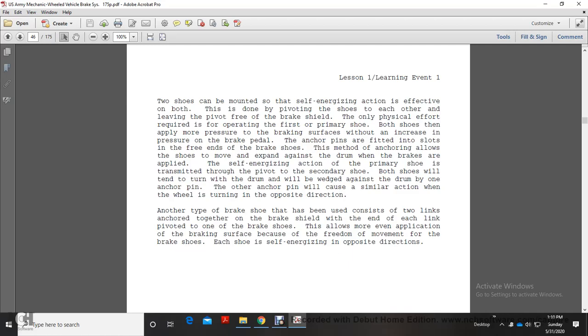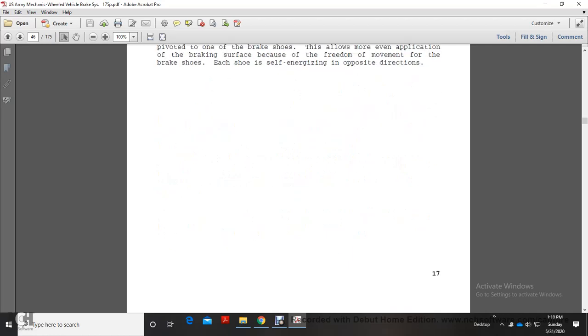Another type of brake has two links anchored together, with the brake shoe at the end of each link, each link pivoting one of the brake shoes. This allows more even application over the brake surface because of the freedom of movement of the brake shoes. Each shoe is self-energizing in the opposite direction.